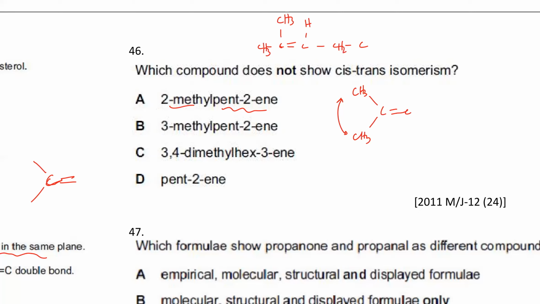but both carbons must have 2 different sides, right? So over here, the 2 sides are different, but not on this side. They're exactly the same. So the first one is not showing cis-trans. The rest are probably showing it.